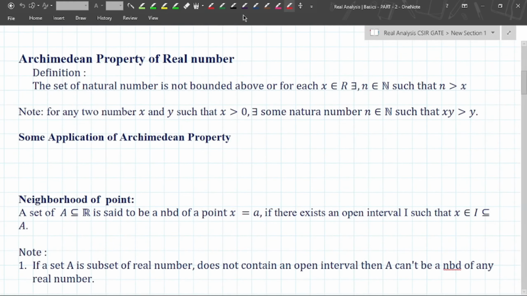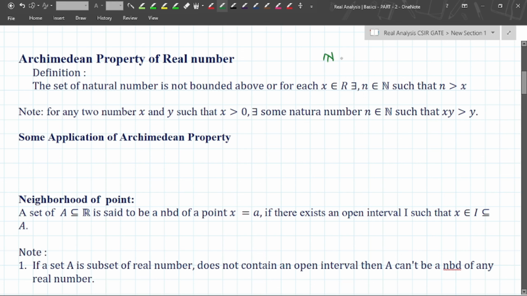So in the very first, we'll discuss the Archimedean property of real numbers. What the Archimedean property says is that the set of natural numbers is not bounded above, or for x belonging to the real numbers, there exists n belonging to the natural numbers such that n is greater than x. It is nothing but the definition of boundedness above. Bounded above means that there exists at least one real number which is greater than all the elements of the set. So basically this is the thing.